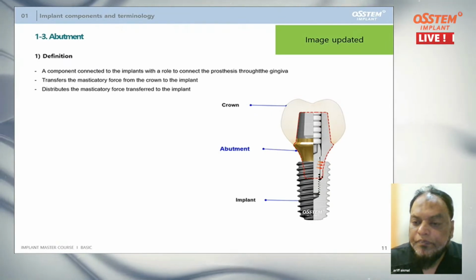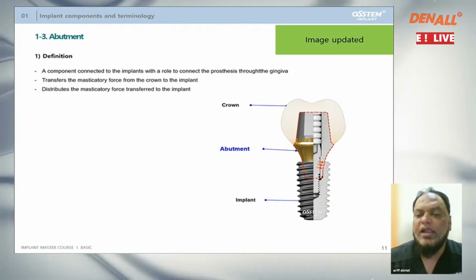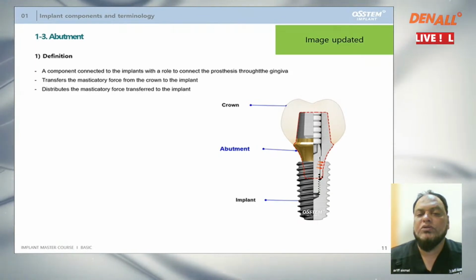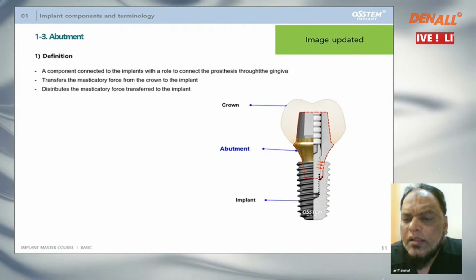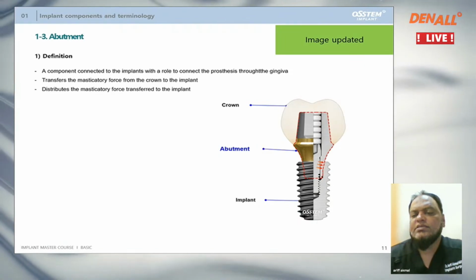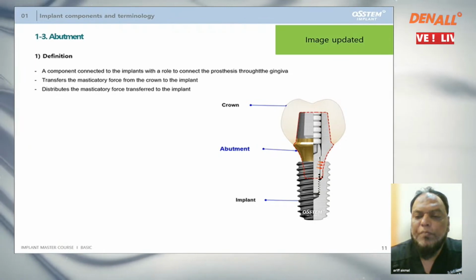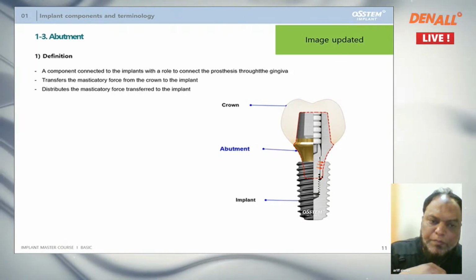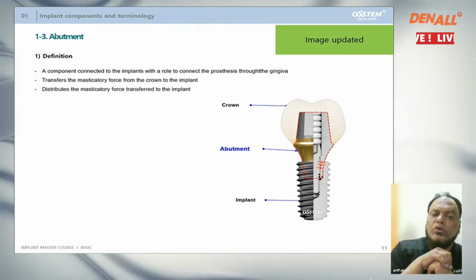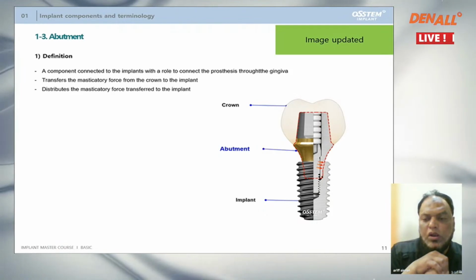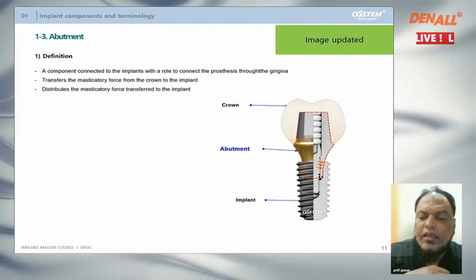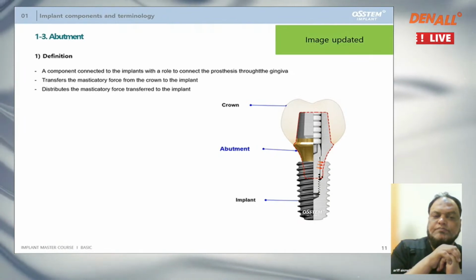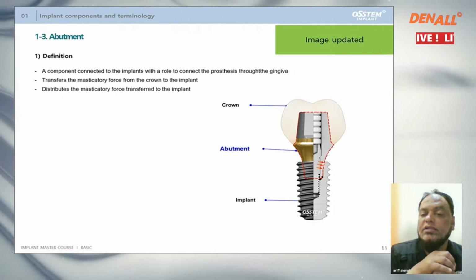So a definition: what is an abutment? A component connected to the implant with a role to connect the prosthesis through the gingiva. The definition itself says that it's a component connected on top of the implant with the help of an abutment screw, and it has a role. What is the role? It is to hold the crown of the prosthesis.